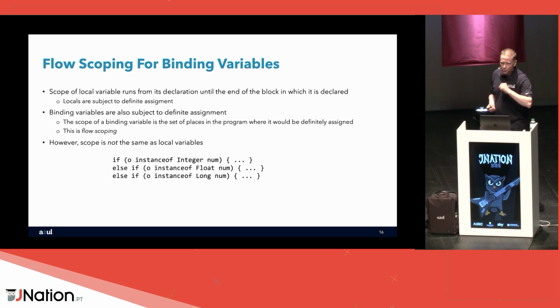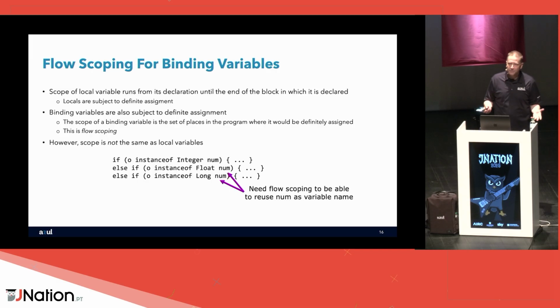We can say if o instanceof Integer num, so we're using the pattern variable num, and then we can say else if o instanceof Float, and reuse the pattern variable num. I couldn't do that with a local variable, and we can do the same thing with instanceof Long, reuse the same pattern variable, and that will all work. That relies on us using flow scoping rather than local variable scoping.